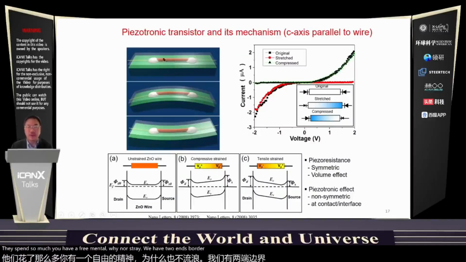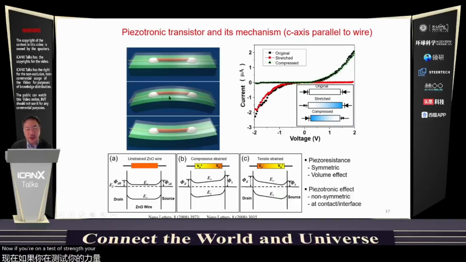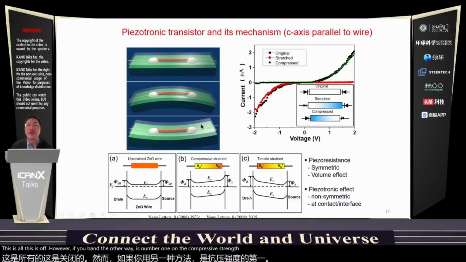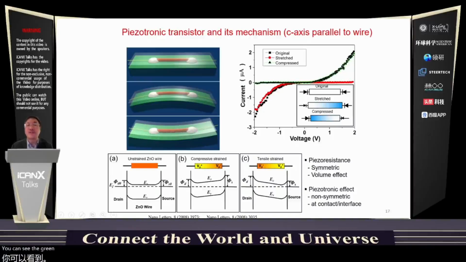You measure the transport across this wire, you get this dark curve, which is this. Now, if you turn on the tensile strain, you apply a bending to the substrate. The nanowire will be under tensile strain. You're going to see the red curve. That means it's a diode. This is on, this is off. However, if you bend the other way, the nanowire is under compressive strain, and you can see the green curve. This is on, this is off.